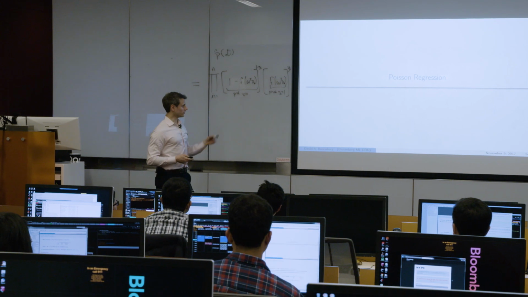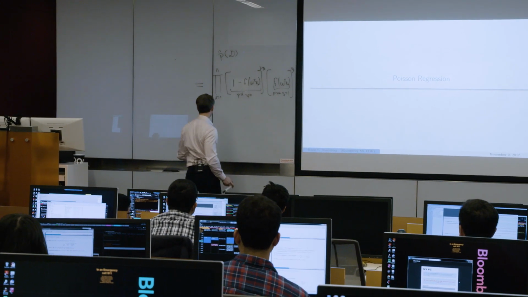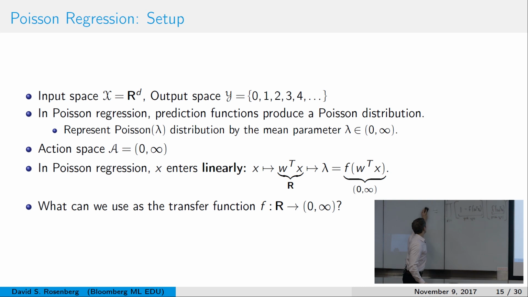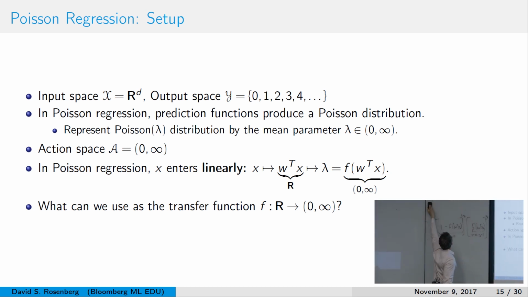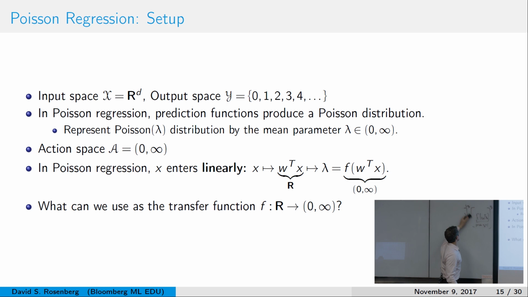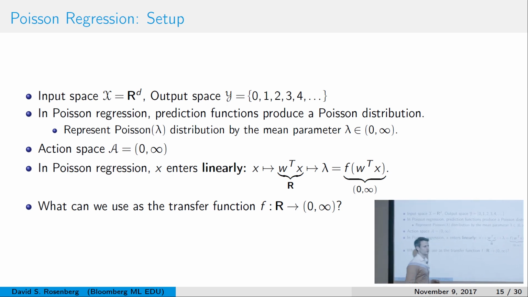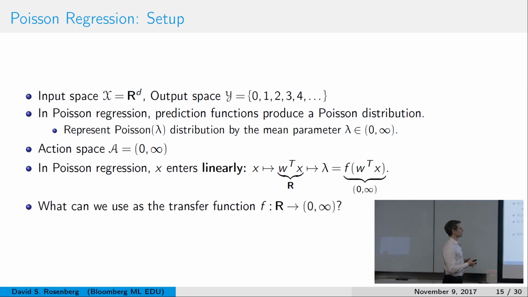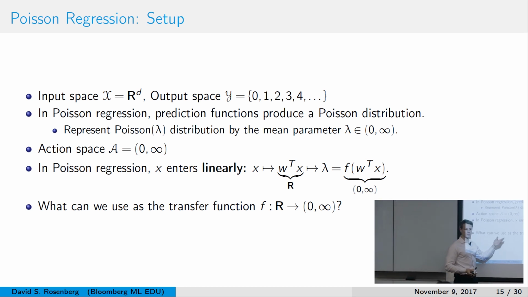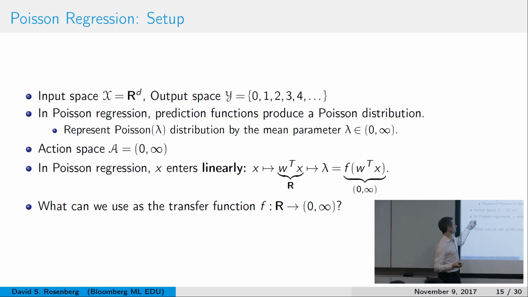So let's try it for Poisson. In Poisson, we'll again take our input space to be R^d, and then our action space, as we've been discussing all day, is these counts, 0, 1, 2, 3, on to infinity. And we're going to produce the lambda parameter, the mean parameter for Poisson. That's the goal we're trying to output. So lambda is non-negative because it's the mean of some counts. So we need to produce something in the interval 0 to infinity.